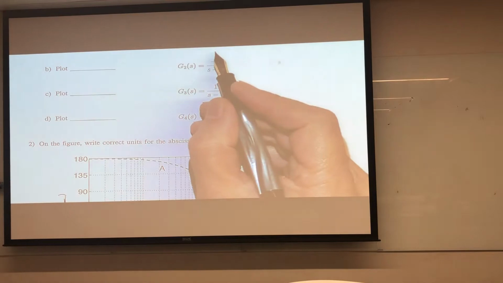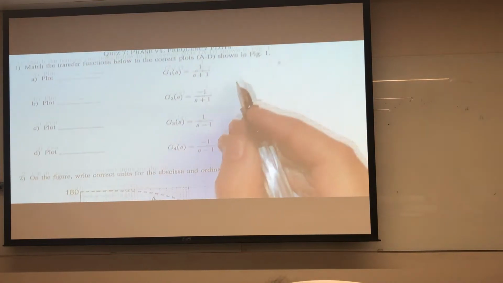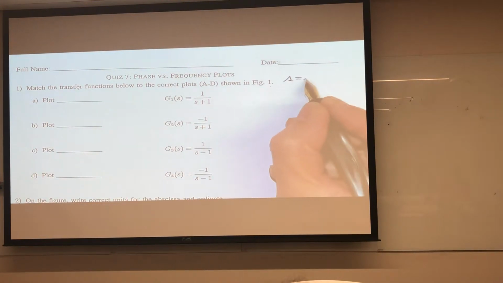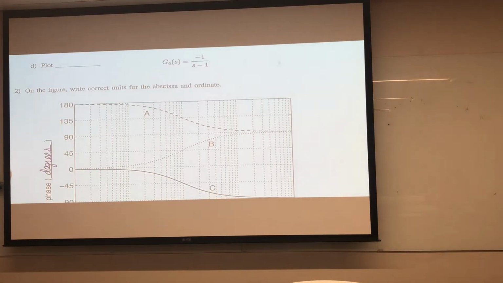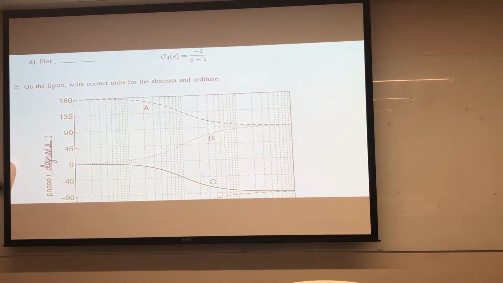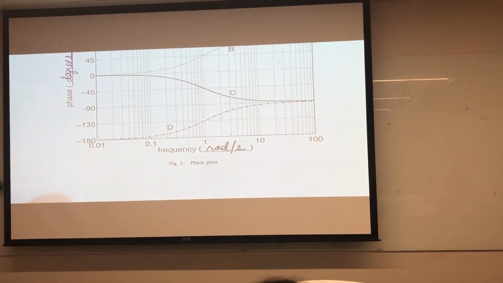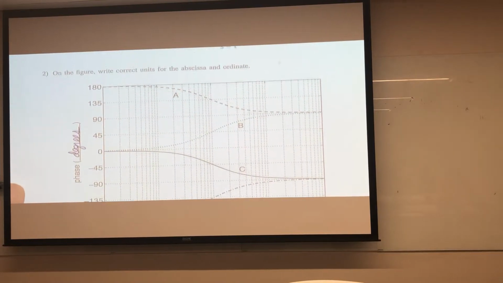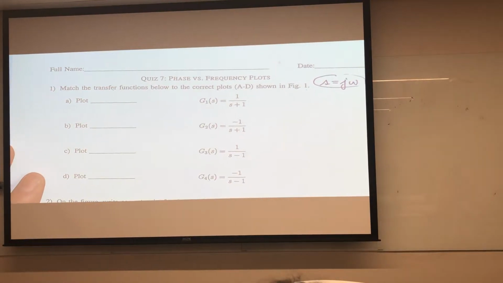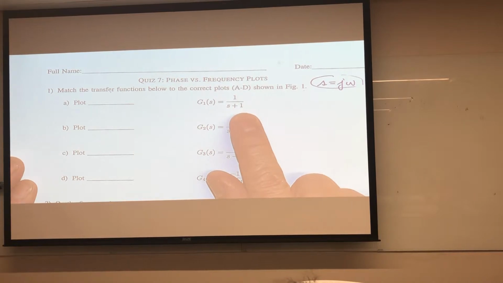S is equal to j omega, so remember S is equal to j omega. This is the frequency response. Okay, radians per second. Label that as radians per second, radians per minute, radians per fortnight, some unit of time. Okay, now we want to take a look and see what the phase characteristics are here.